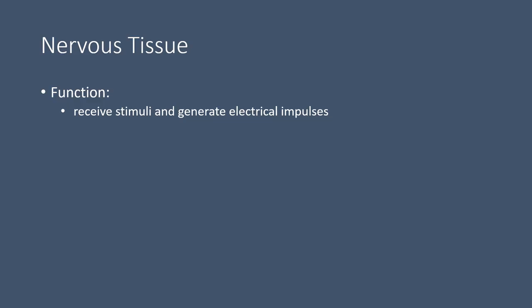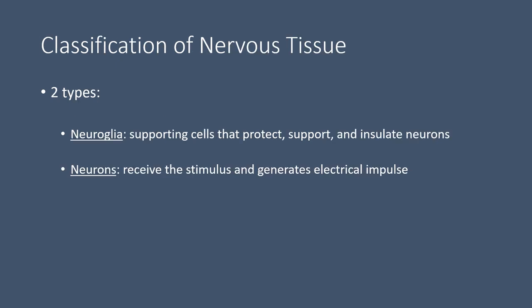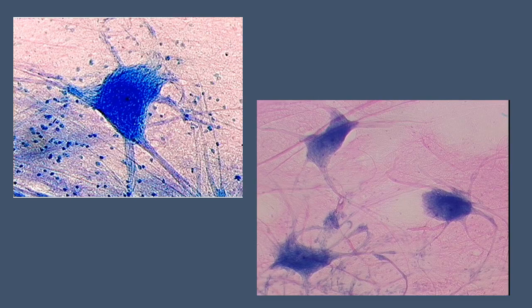Nervous tissue. The function here is to receive a stimulus and then generate an electrical impulse. Now we have two different types of nervous tissue. You have the neuroglial, sometimes just called the glial cells. These are the supporting cells that will help to protect, support, and insulate the neurons, which is the second type. The neuron is the cell that actually receives that electrical impulse and then can generate it and pass it on to another cell.